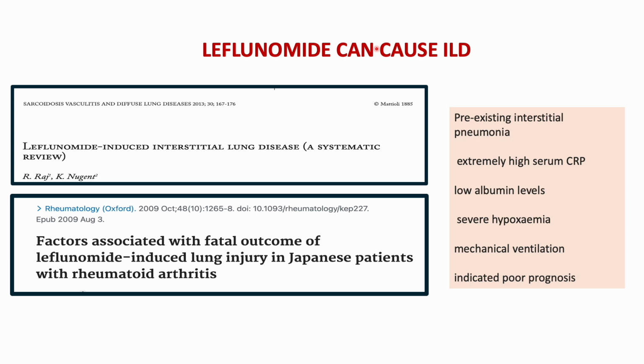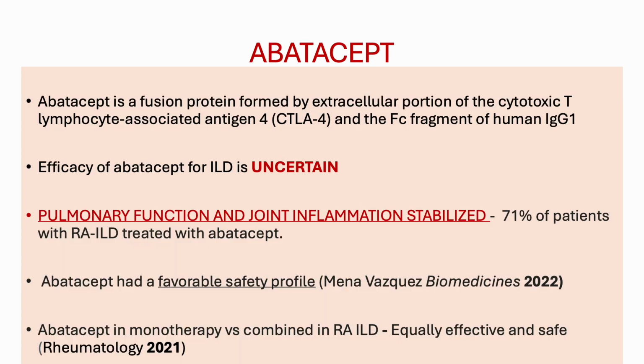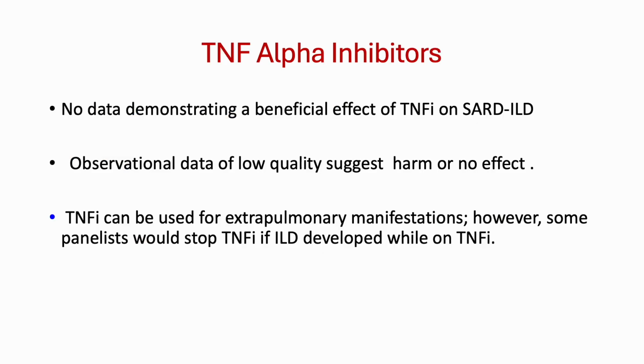So, we definitely can avoid this drug, and the guidelines mention that it should definitely not be considered as a first line. Coming to abatacept, it's a very promising anti-rheumatic drug. It's a fusion protein. The guideline has mentioned uncertain role, but there are studies that have looked at abatacept managing both joint as well as lung problems. So, if pulmonary function can be stabilized and joint inflammation can be stabilized with acceptable safety profile and ability to combine it with other immunosuppressants, that makes abatacept very promising, and hopefully we will have this as a future option also.